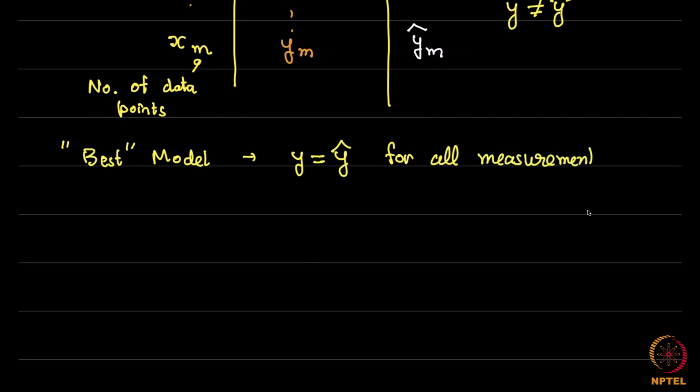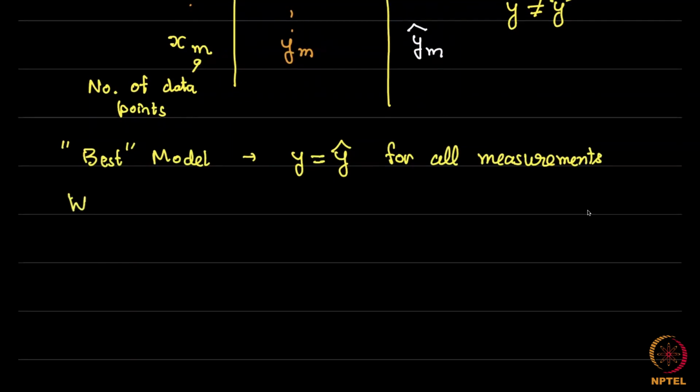Now we will see later on in this course that this need not actually be the best, but we have an intuitive sense that in case you are able to get your prediction to match the truth. So remember, y is the truth and y hat is the prediction. In case the two match for every single measurement that you make, it looks like you have actually got a great model.